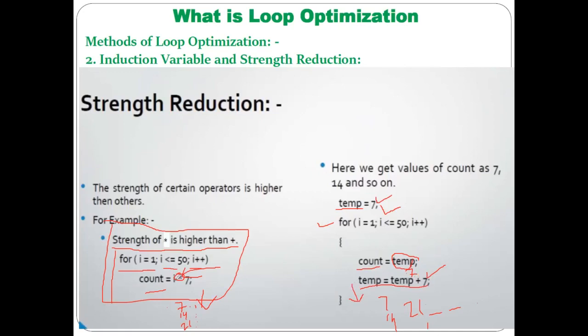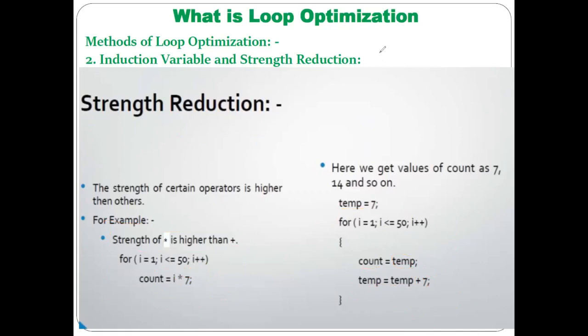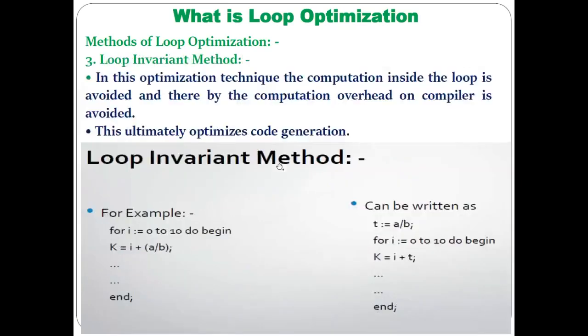The only difference is that you have replaced the high strength operator with a lower strength operator. You have replaced the star with the plus, and still the result remains the same. That is called the strength reduction optimization technique, a loop optimization technique. Understood? So this is the strength reduction technique where the compiler tries to replace a high strength operator with a lower strength operator, and because of that processing time gets reduced and execution speed gets improved. Okay, I hope all of you have got this technique.